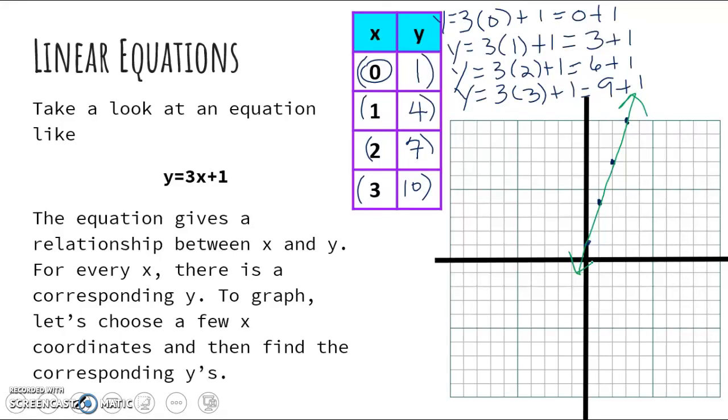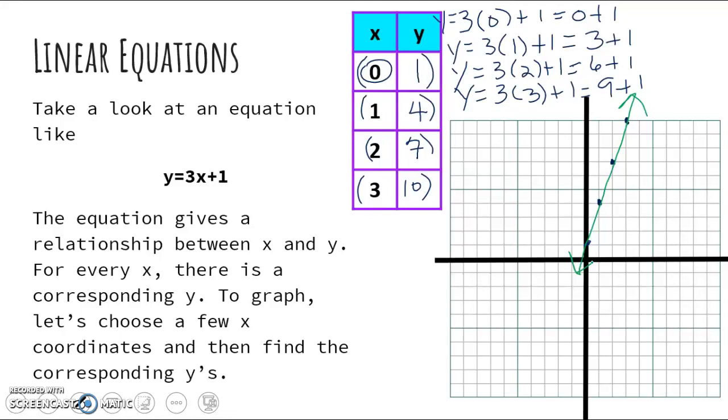So what you want to do when you're graphing a line, there are actually a couple different ways to do it, but one way is to form a table like we did here. You're going to pick 4 to 5 x's. You actually need a minimum of 2 or more.